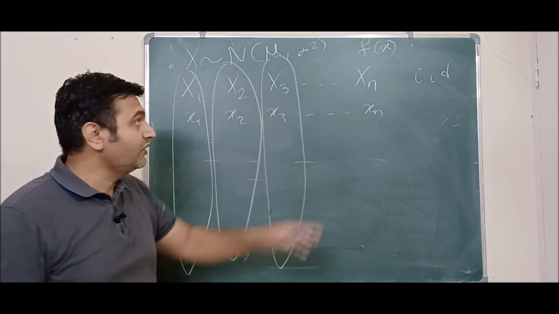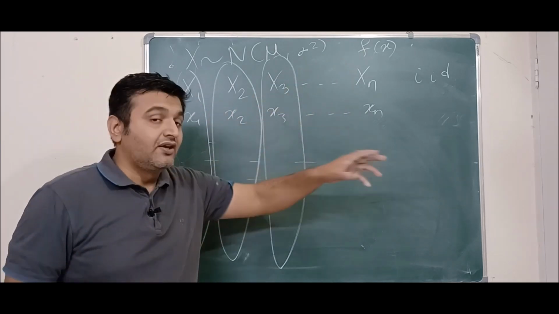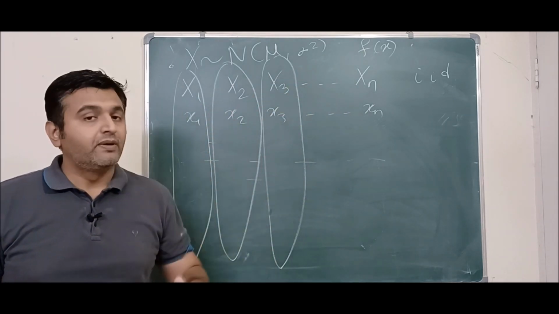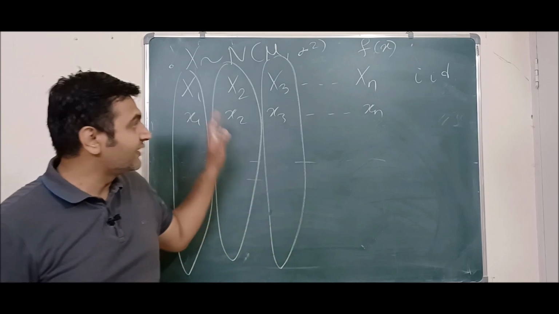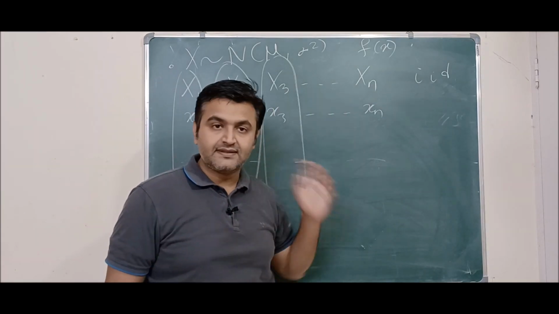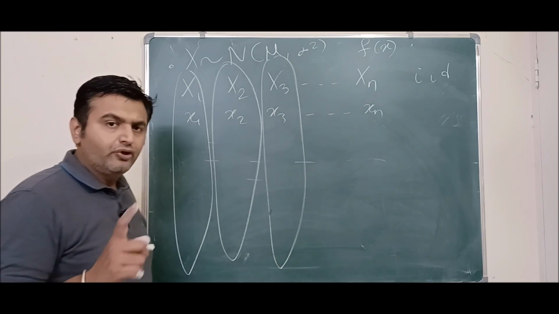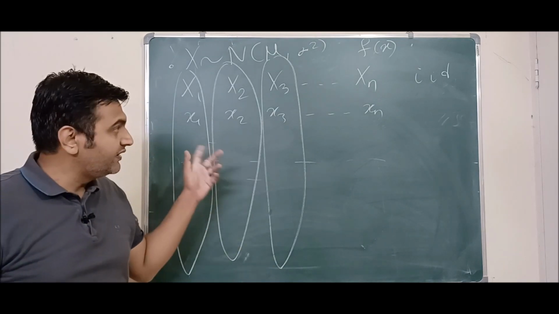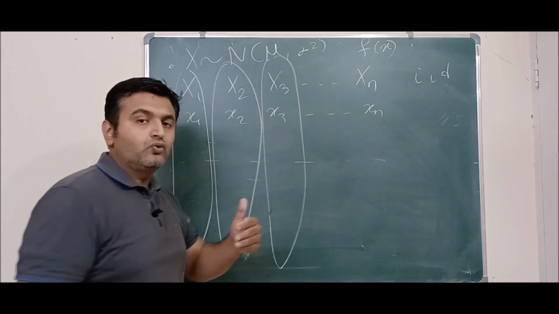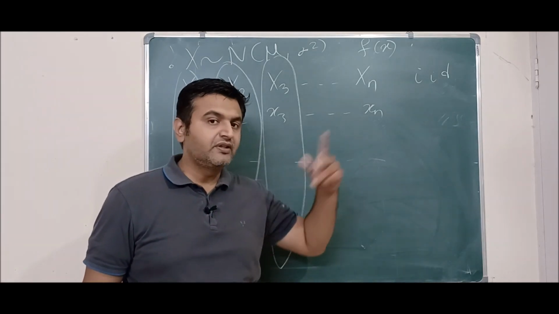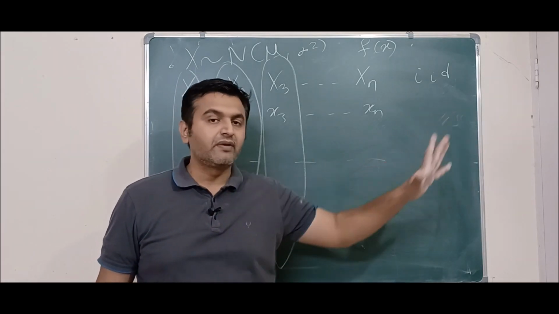Identically distributed means all of them have the same probability distribution. Then the xi's are called IIDs, independently identically distributed. Well, actually, if you want, you can just pause and see the earlier part. When we took x to be 2, 4, 6, 8, the probability distribution was 1 by 4, 1 by 4, 1 by 4, 1 by 4.